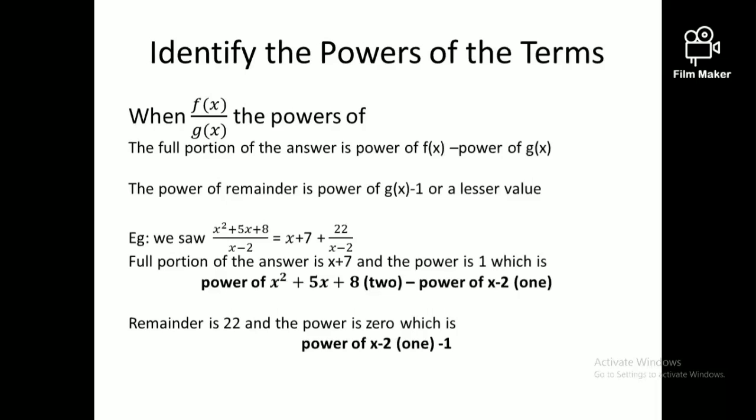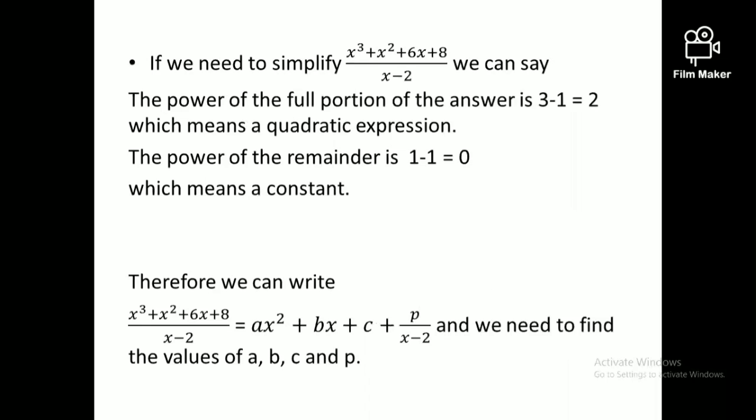Now let's see how to use these ideas with the method of coefficients to get the algebraic fractions. For example, if you want to divide x cubed plus x squared plus 6x plus 8 by x minus 2, we need to identify the complete portion. Here the power is 3 and the divisor's power is 1. Therefore, the complete portion has a power 2. It's a quadratic equation, so we write the complete answer in quadratic format.